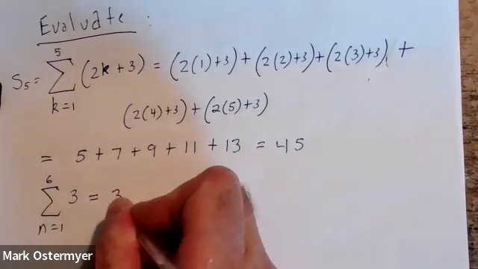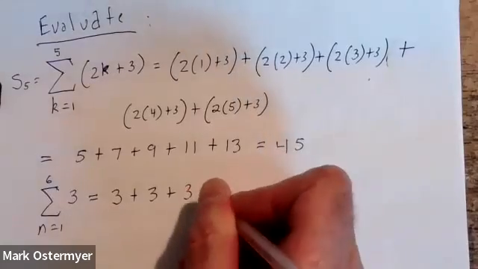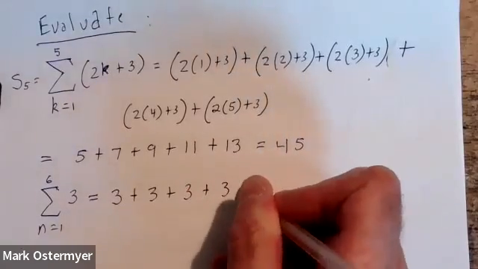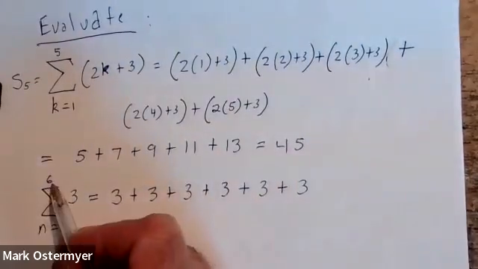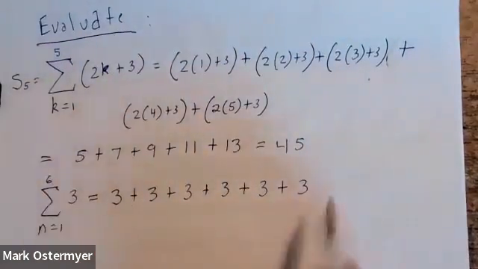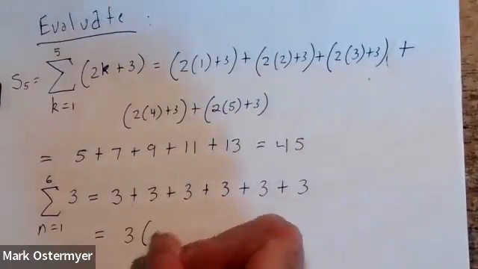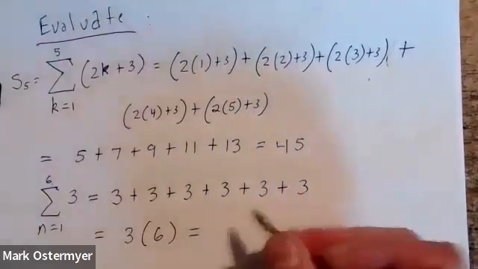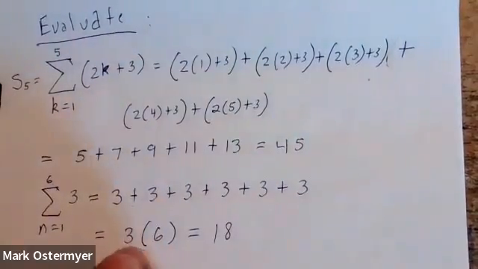So when n is 1, we have 3, plus n is 2, we have 3, plus n is 3, we have 3, plus n is 4, we have 3. When n is 5, we have 3. When n is 6, we have 3, n terminates at 6. So this is 3 added to itself 6 times, or we can more efficiently evaluate this by doing 3 times 6, and we get 18.